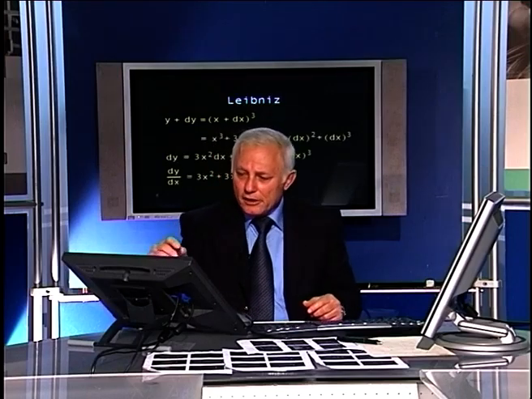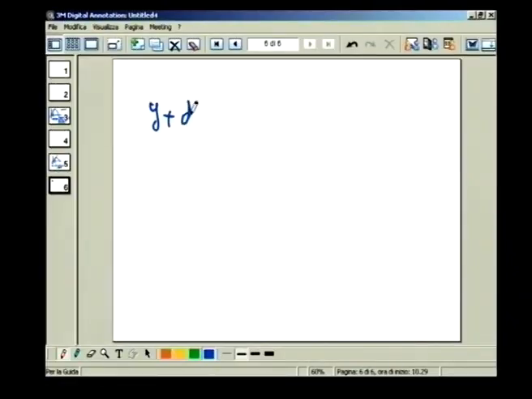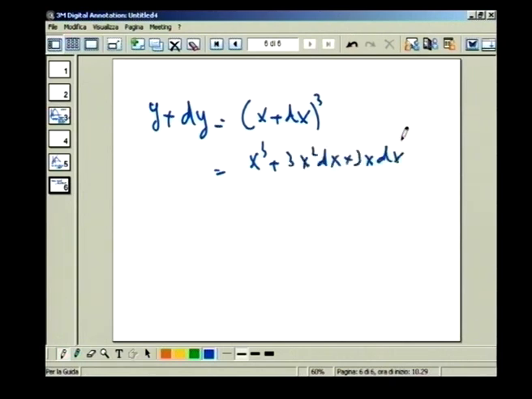Now the same thing was done by a German mathematician. This German is called Leibniz. In order, for example, to calculate the derivative of x cubed, he takes y equal to x cubed, so y plus dy is equal to x plus dx cubed. And when you expand this, you get x cubed plus 3x squared dx plus 3x dx squared plus dx cubed. So dy becomes equal to this, with x cubed subtracted: 3x squared dx plus 3x dx squared plus dx cubed.